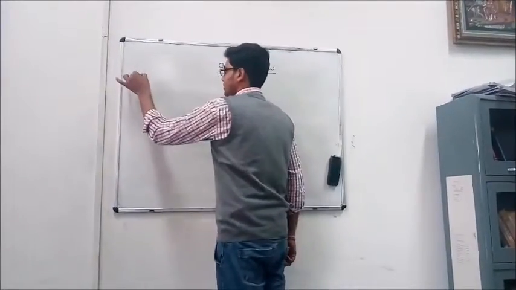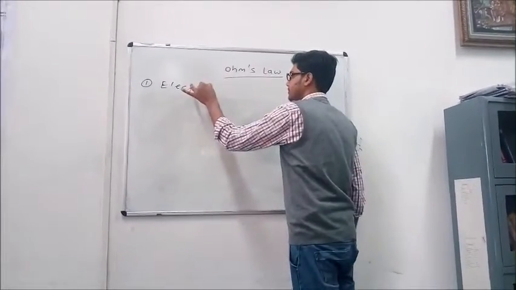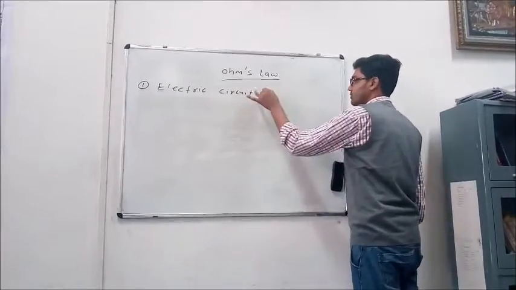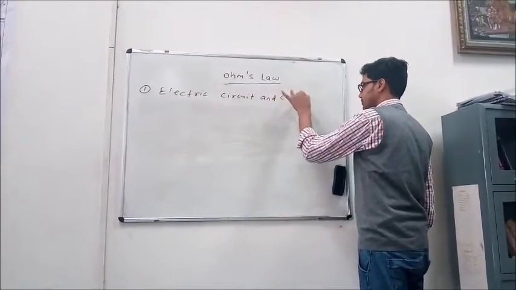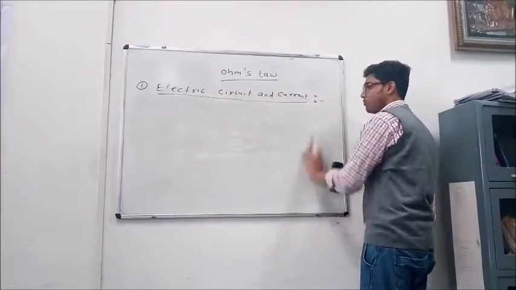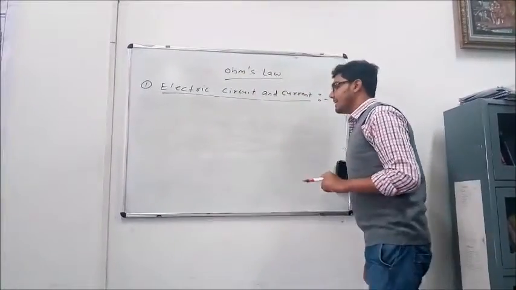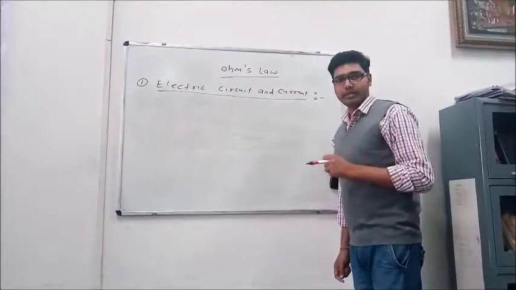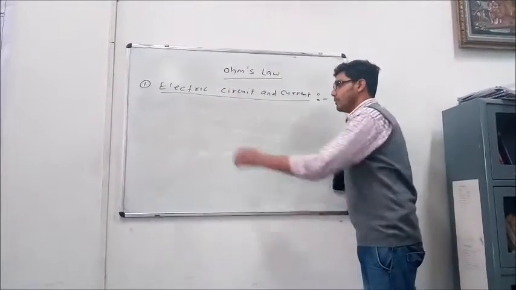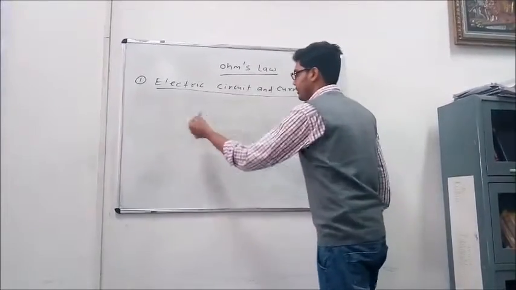The first topic is electric circuit and current. So first we will discuss about electric circuit. What is electric circuit? It is the connection of electrical components in a way so that it will be able to flow the current through that connection.